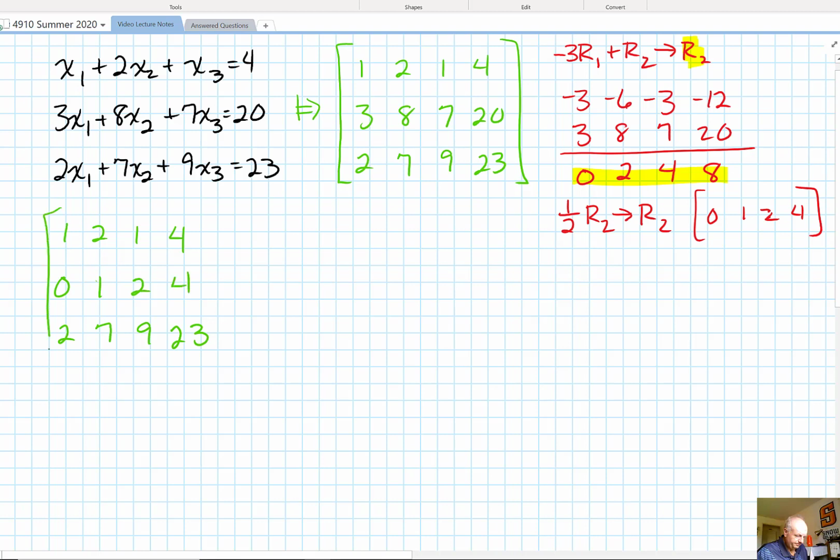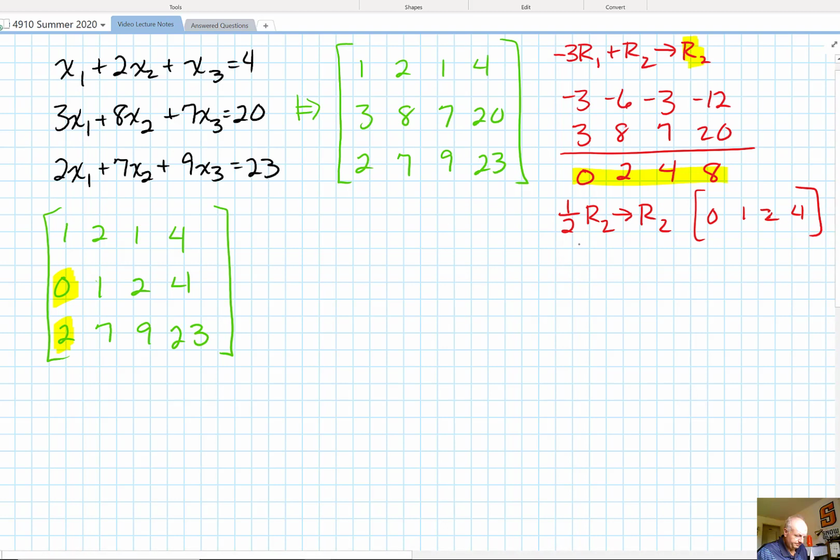Okay, and so this matrix looks different, but it is equivalent, so it has the same solutions that our previous system did. Okay, but notice what we've done. We've eliminated that term. We've created a 0 there. All right. So now we're going to do it again, but we're going to eliminate this one, and we're going to go in this order.